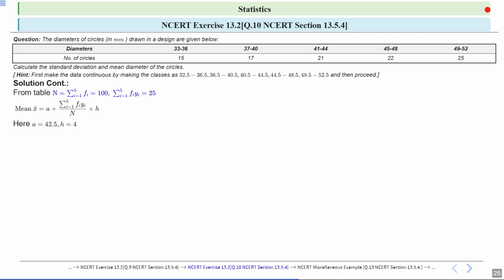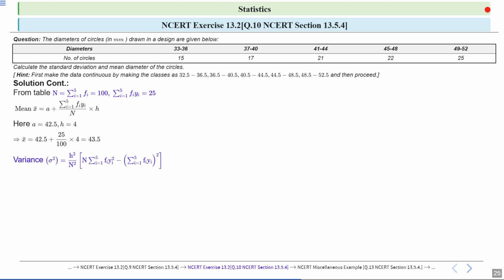Here a is equal to 42.5 and h equal to 4. Let's substitute the values into our formula. So we get x bar equal to 42.5 plus 25 times 4 divided by 100. This is equal to 43.5.